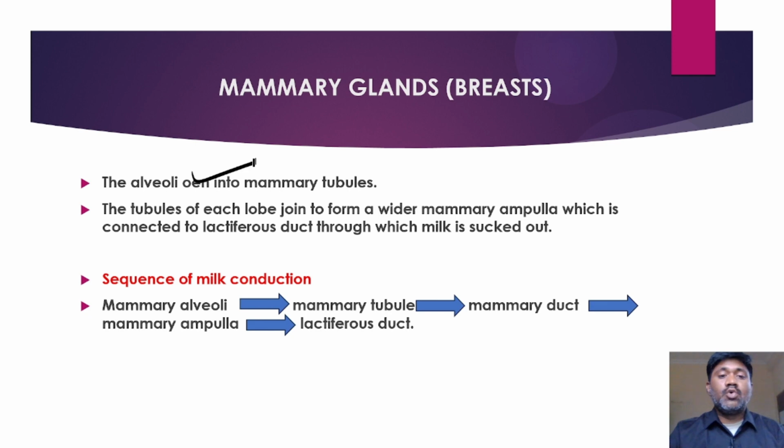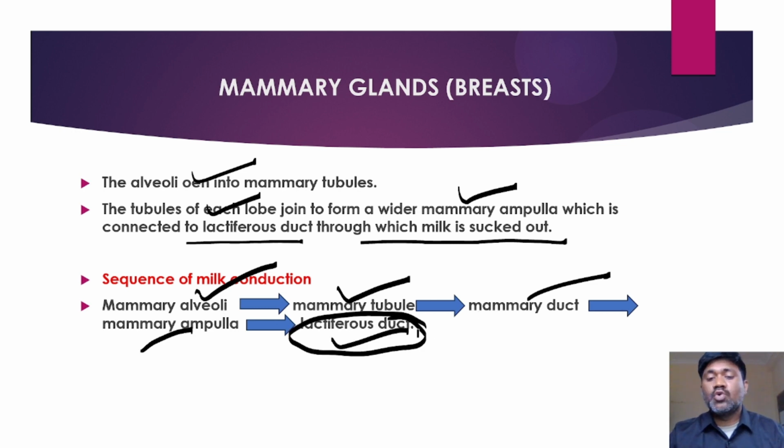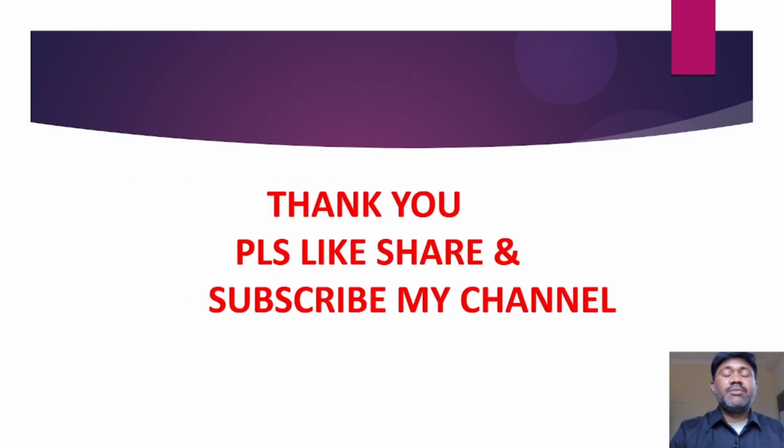Now the alveoli open into mammary tubules. Generally, the tubules of each lobe join to form a wider mammary ampulla, which is connected to the lactiferous duct through which milk is sucked out. So mammary alveoli open into mammary tubule, which opens into mammary duct, which opens into mammary ampulla, then it opens into the lactiferous duct which opens outside. Okay, like this. The milk which is produced by the mammary glands is conducted through mammary alveoli to the lactiferous duct. Okay, right. So this is about the female reproductive system.